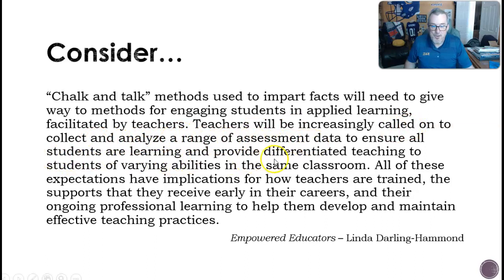are learning, and provide differentiated teaching to students of varying abilities in the same classroom. In this class, what I hope you're learning is the different ways that you can meet the needs of students. Some students are going to have to stay in that concrete manipulative world longer. Some students will advance to the abstract symbolic, written symbolic world faster. And you have to be ready to challenge the ones that need to be challenged and support the ones that need to be supported.